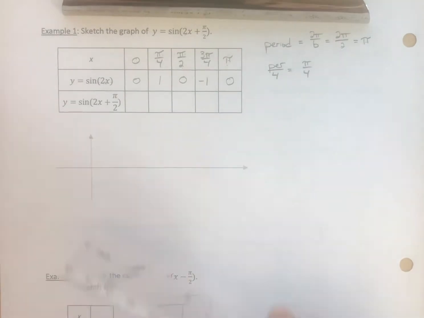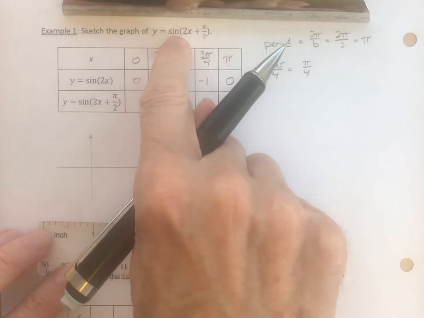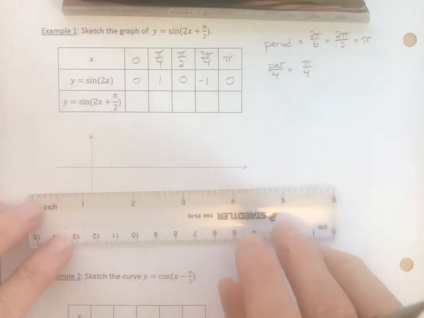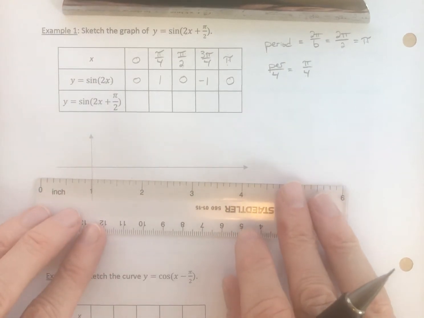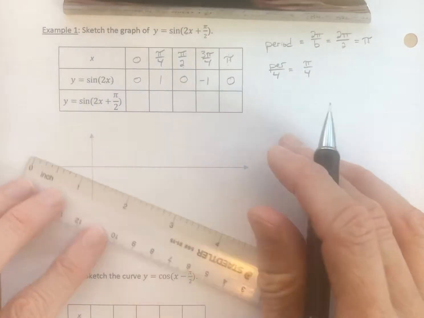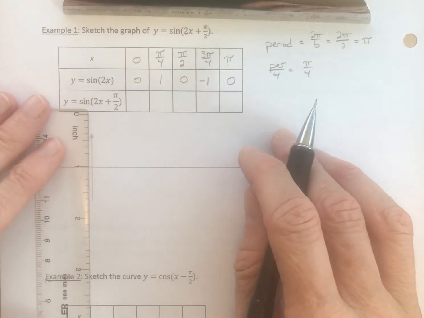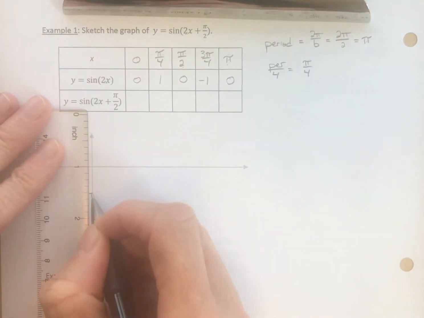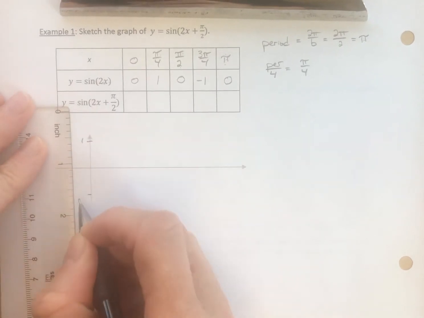So let's graph the sine of 2x. Let's graph this function here. First off, I'm going to go from 1 to negative 1, so I'll do that here. There's a negative 1 and there's a 1, because the amplitude is 1.